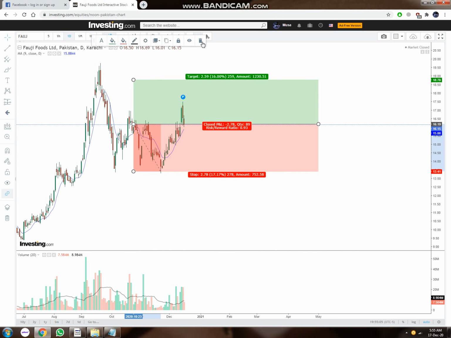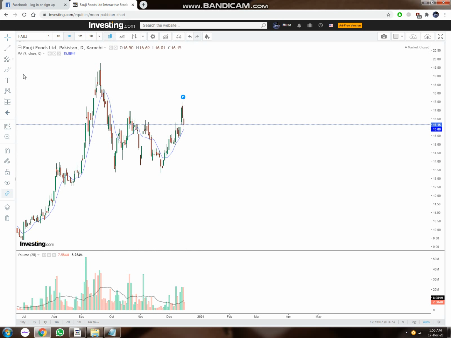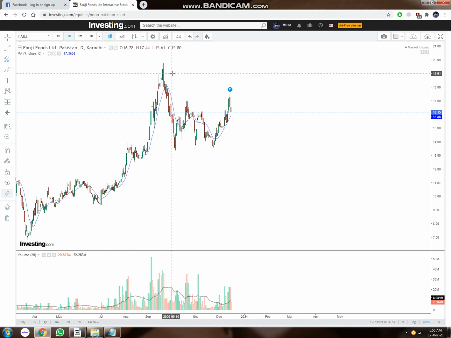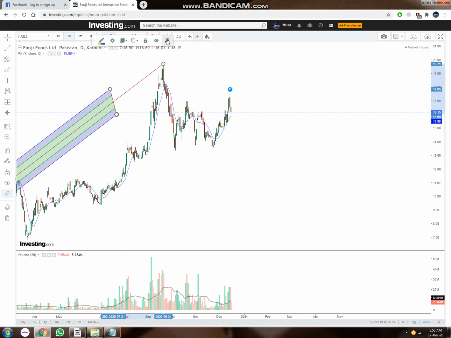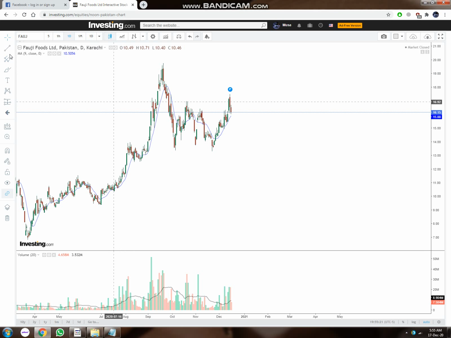This is a great tool to use, and you can also use Fibonacci retracements, but Fibonacci retracements, I would suggest, cannot be applied to a side trend.